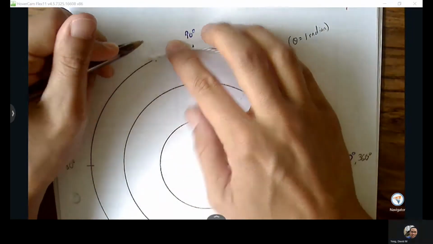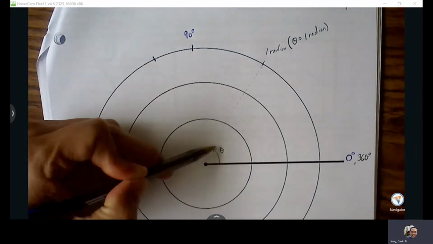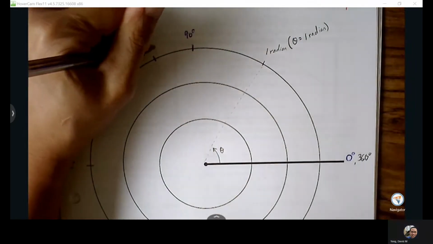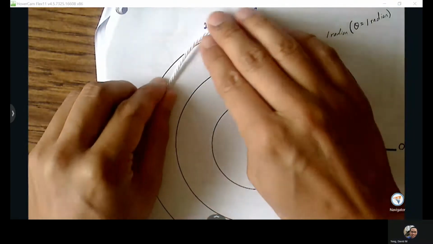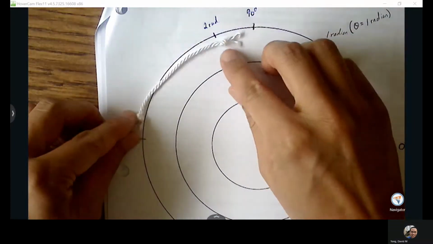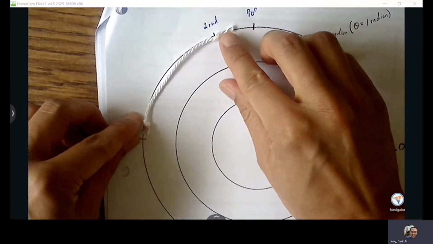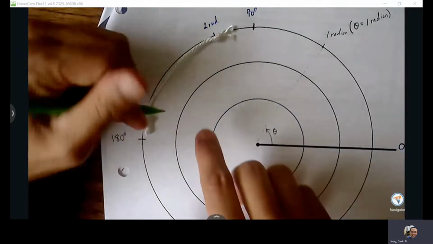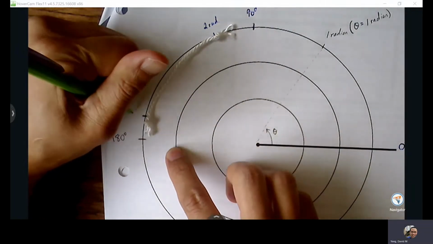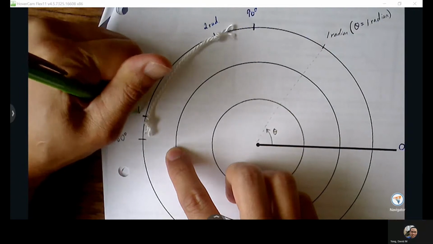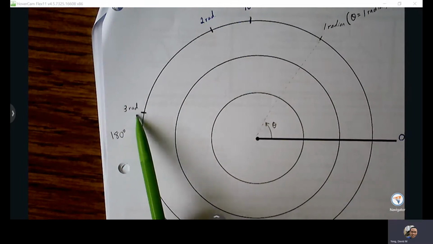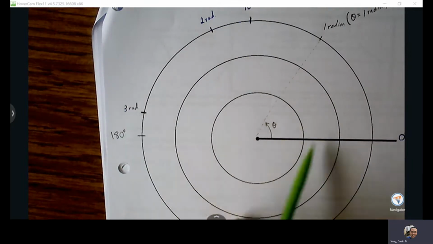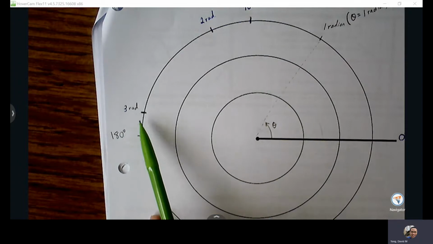Mark that off. So that's going to be the angle associated with it. So I'm going to say 2 radians here. And then continue around. Looks like we're a little bit short of that 180 mark. So I'll call this 3 radians here. So the relationship between 180 and radians looks like it's 3 and change, right? It's a little bit short. Does anybody know what that distance is?